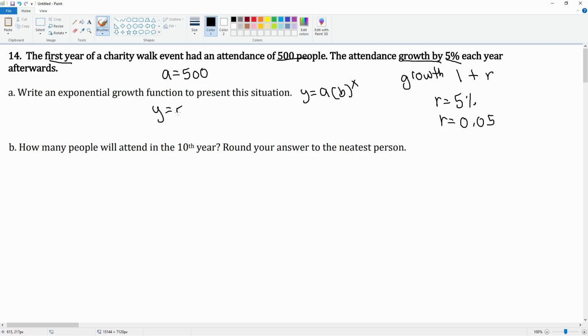y is equal to 500. Inside, it's 1 plus 0.05, which is 1.05, and then x just becomes a t for time. Next here, they say how many people will attend in the 10th year. So we're going to let the time become 10. So what's going to happen is I have to get a calculator.